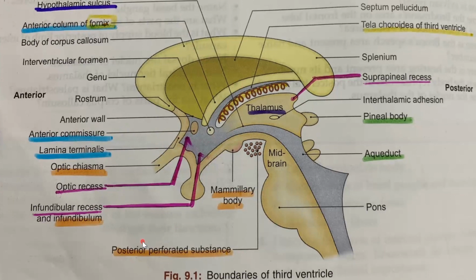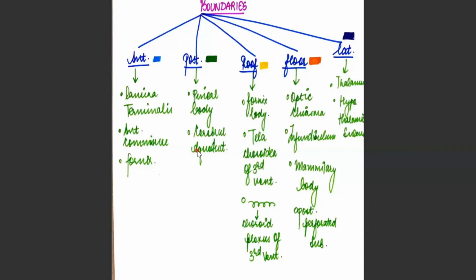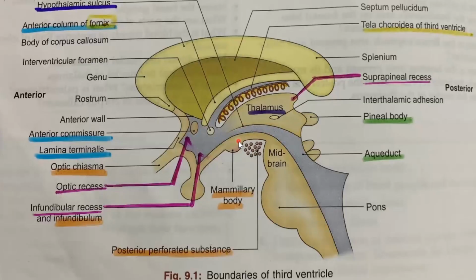Now coming on to the posterior boundaries. Posterior boundaries I have marked with color green. So it is the pineal body and the cerebral aqueduct. Posterior will obviously be on the back side. If anterior is here, then posterior will be this part. So posteriorly we have the pineal body, which is marked with green, and this portion, the cerebral aqueduct, which is marked with green color. So we have covered the anterior part and the posterior part.